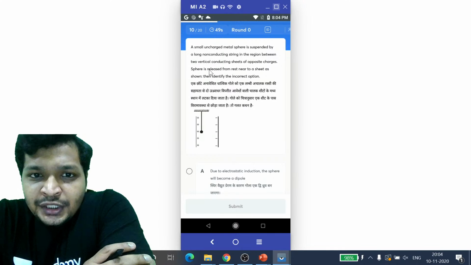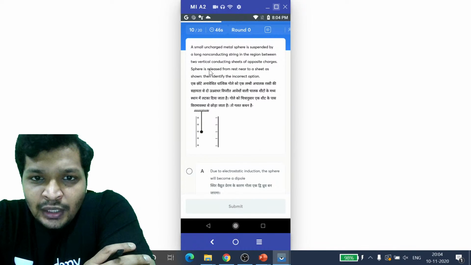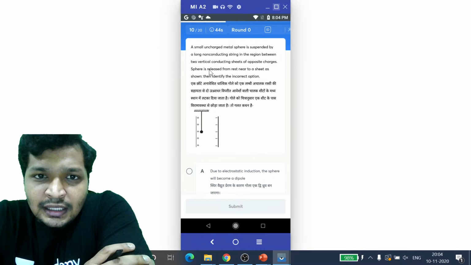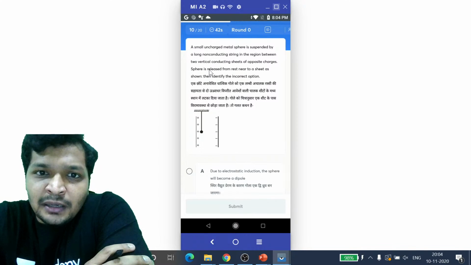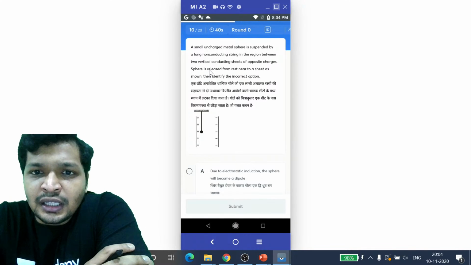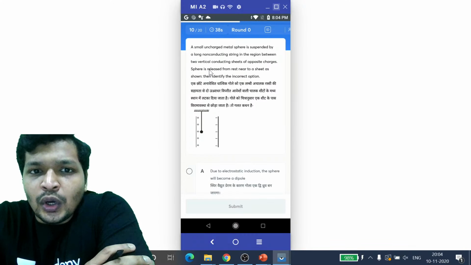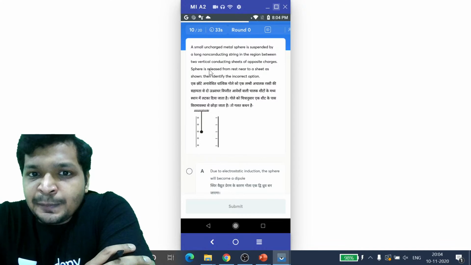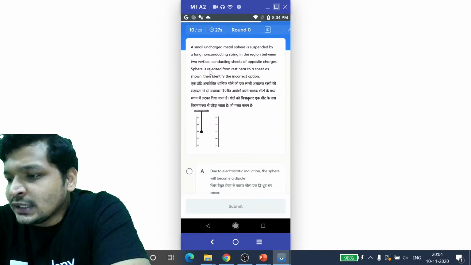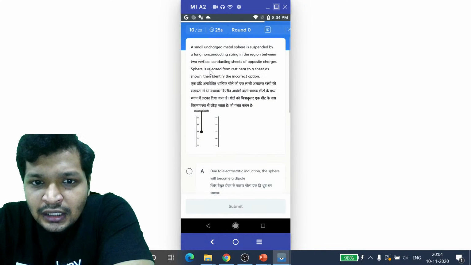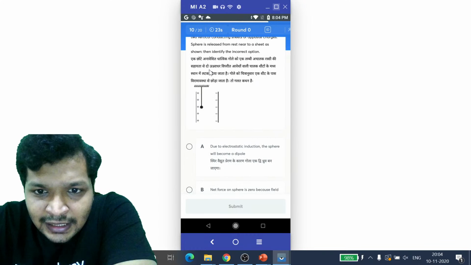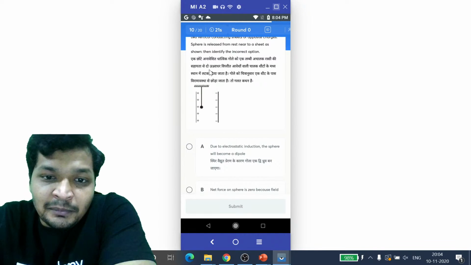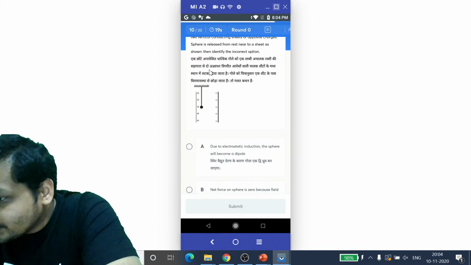Okay, let's read this question. It looks very interesting. It's given in two languages, one is Hindi and one is English. A small uncharged metal sphere is suspended by a long non-conducting string in the region between two vertical conducting sheets of opposite charges. The sphere is released from rest close to a sheet as shown. Identify the correct options. So this is a reasoning based question, I guess. So due to electrostatic induction, the sphere will become a dipole. Will it become a dipole?